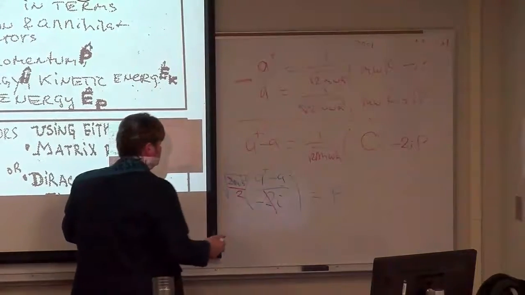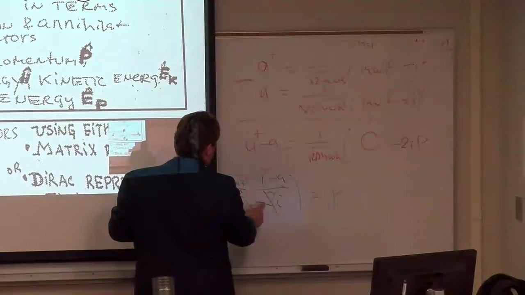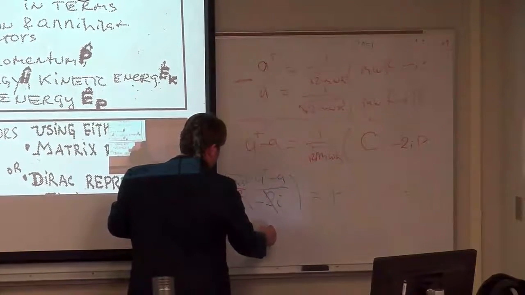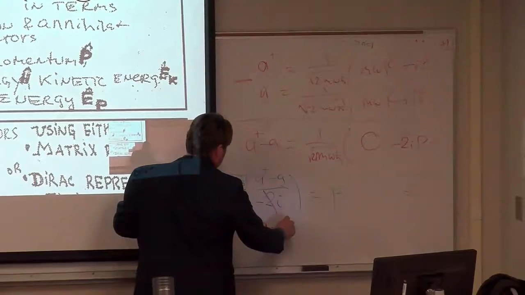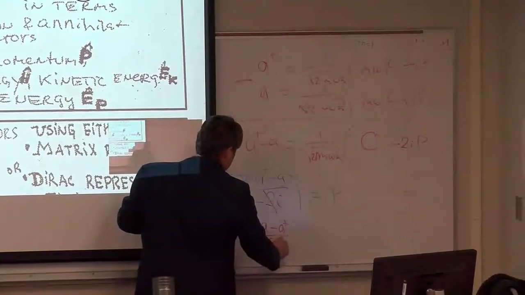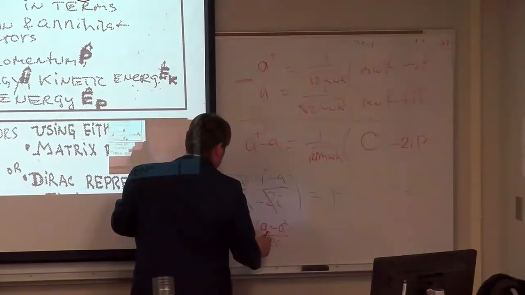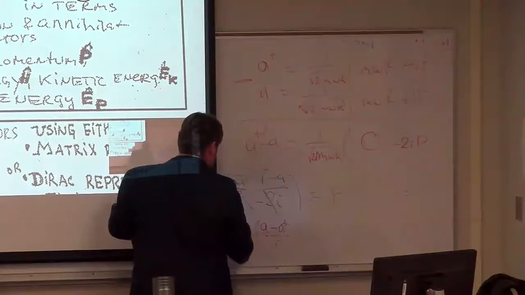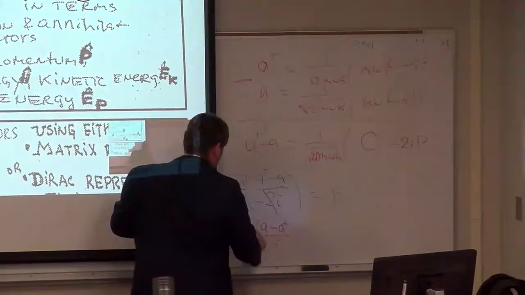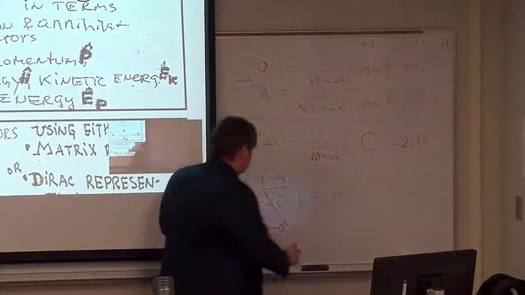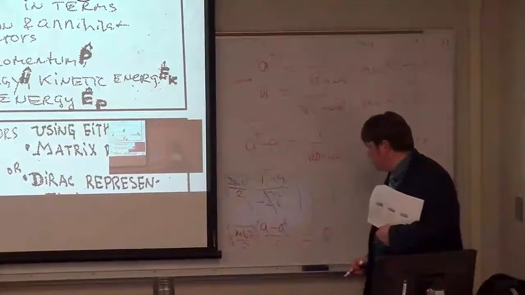And if we do not like minus here, we can swap and subtract A minus A dagger divided by 2I. Just divide by I. Square root of M omega H bar by 2. Any errors?